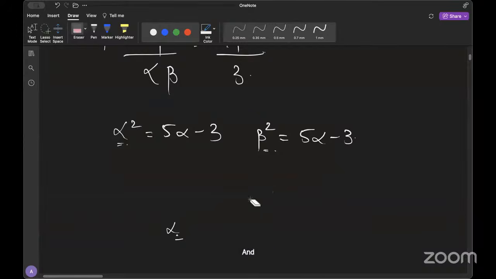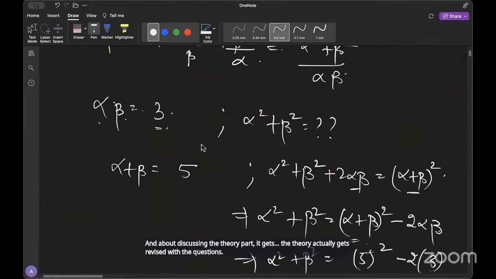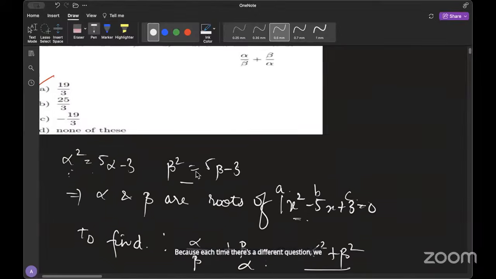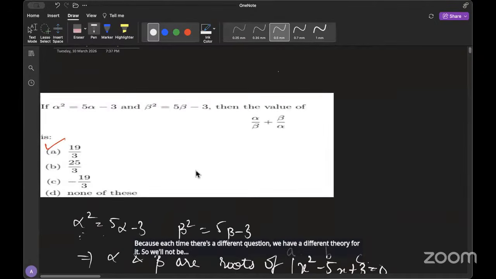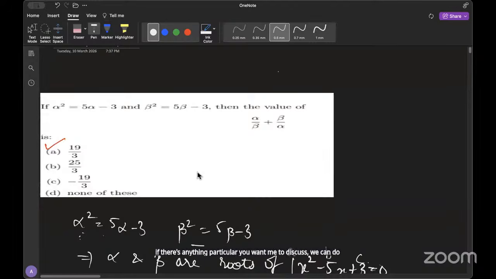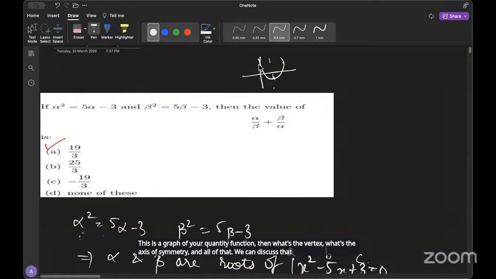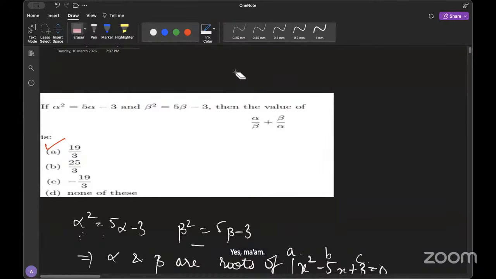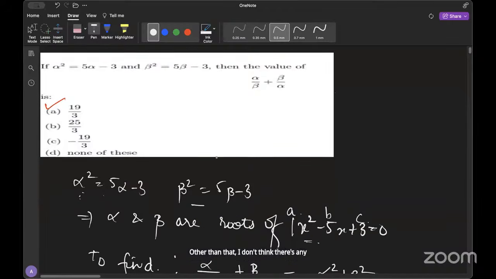About discussing the theory part, the theory actually gets revised with the questions, because each time there's a different question, we have a different theory for it. So we'll not be discussing it, but I can discuss anything particular you want. We can discuss the quadratic, if this is the graph of your quadratic function, then what's the vertex, what's the axis of symmetry, and all of that, in one figure. Other than that, I don't think there's anything to discuss.